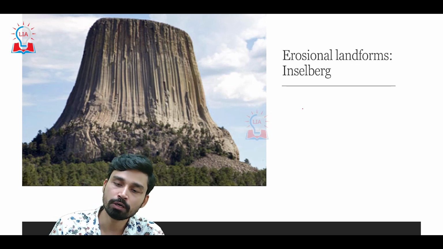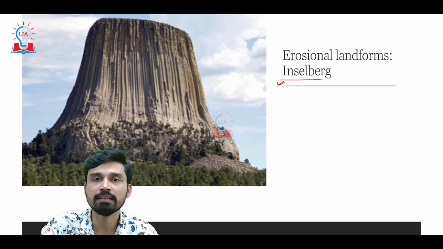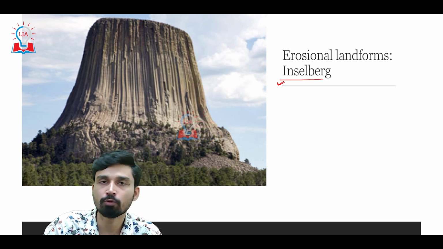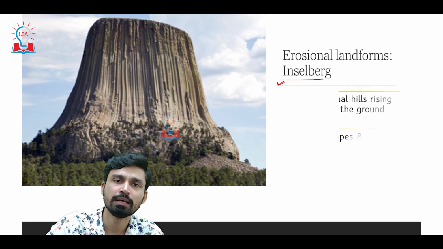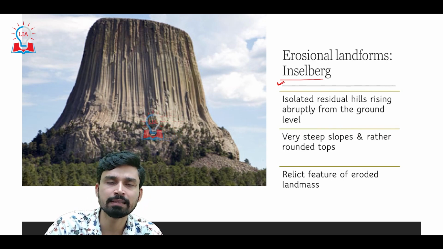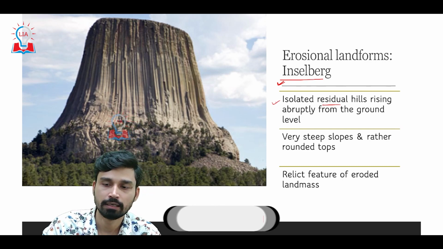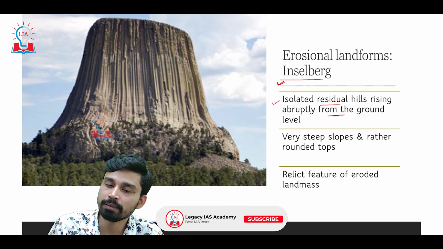The next most important landform which we have talked about is what is referred to as Inselberg. This is the actual picture of Inselberg. So by the picture, of course, you can understand what kind of landmass it is. But if we have to use a word, we can say simply that Inselbergs are isolated residual hills rising abruptly from the ground level.